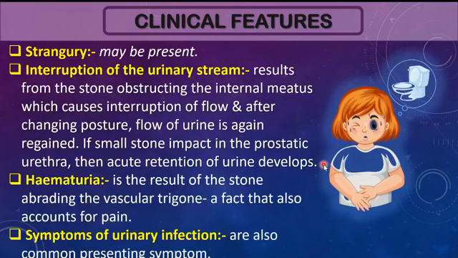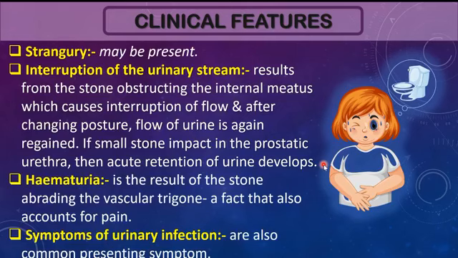Strangury may be present. Interruption of the urinary stream is a very important finding. It results from the stone obstructing the internal meatus, which causes interruption of the flow. After changing the posture, flow of urine is regained, because the stone is dislodged from the opening laterally or posteriorly. Then there is flow again. If a small stone is impacted in the prostatic urethra or in the external urinary meatus, then the patient develops acute retention of urine.